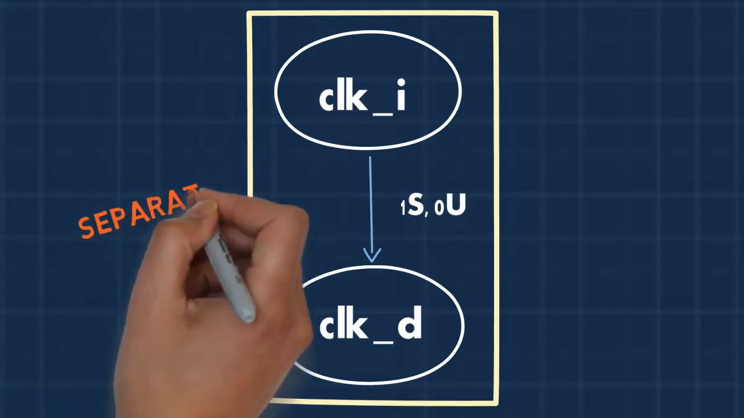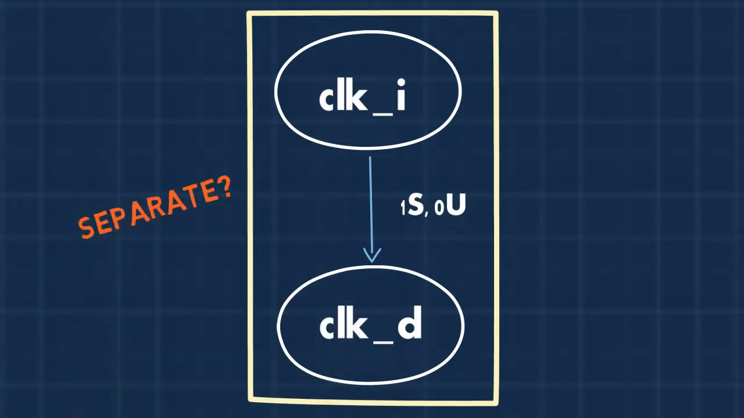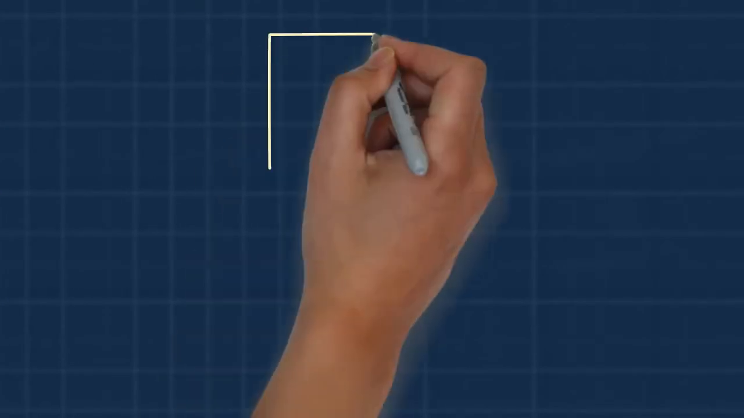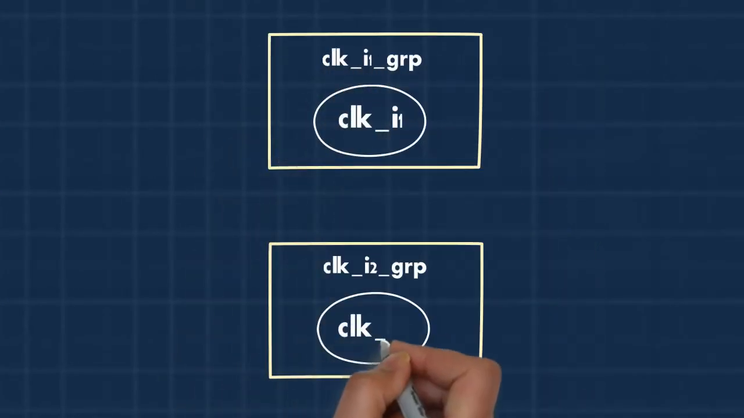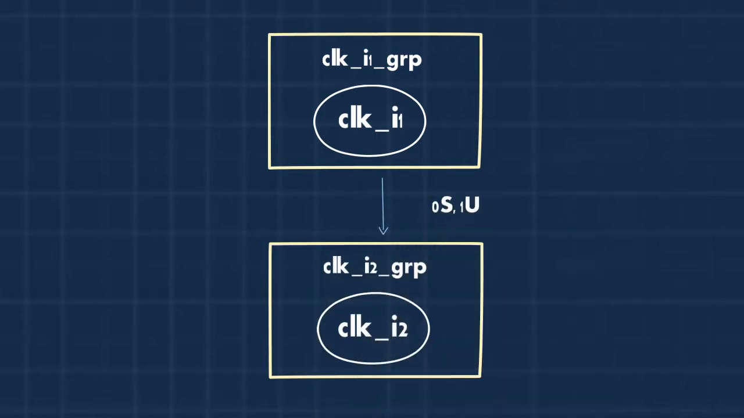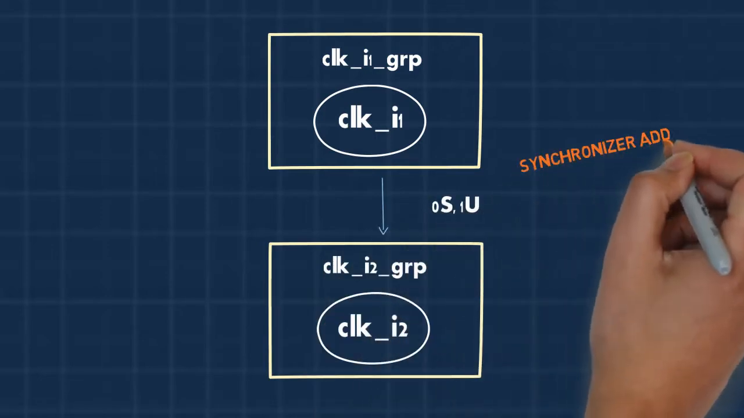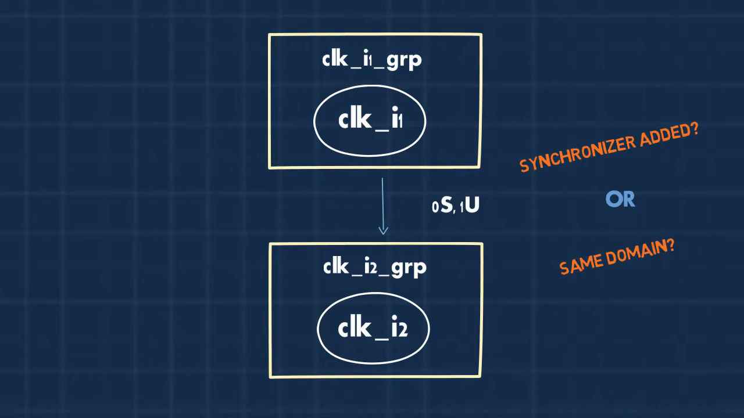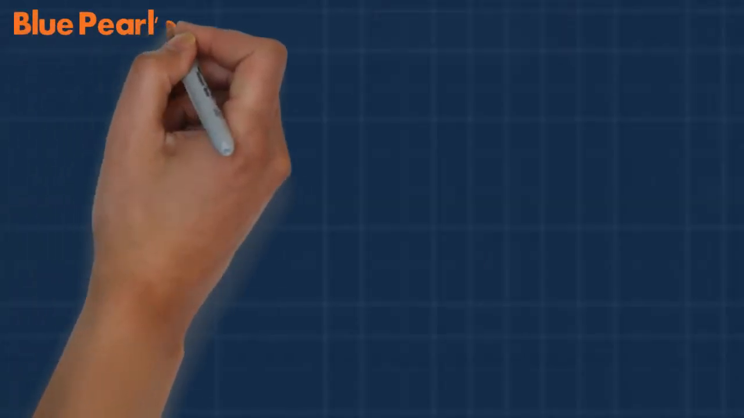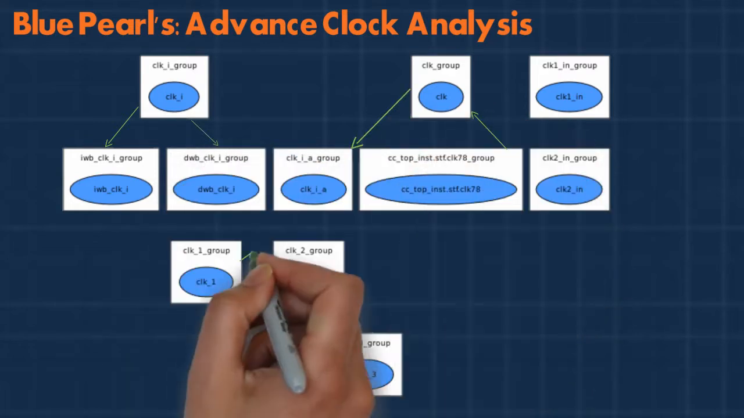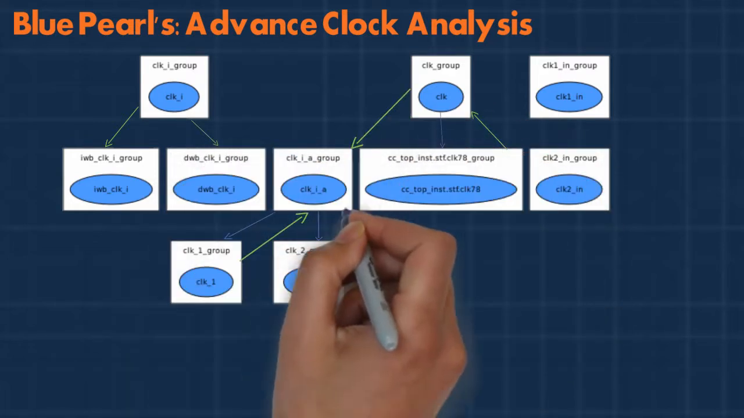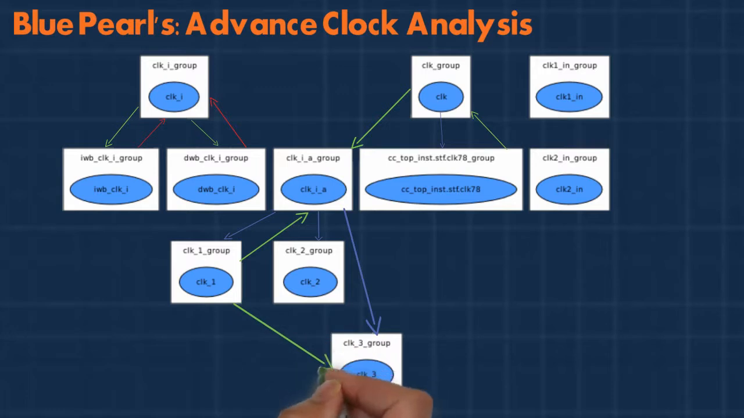Should they be in separate domains, or else should the synchronizer be removed? Conversely, the interactions between these two clocks are asynchronous, yet they are in separate domains. Should a synchronizer be added, or else should they be in the same domain? Blue Pearl's industry-first advanced clock analysis tool assists designers in answering these pertinent questions before running CDC.